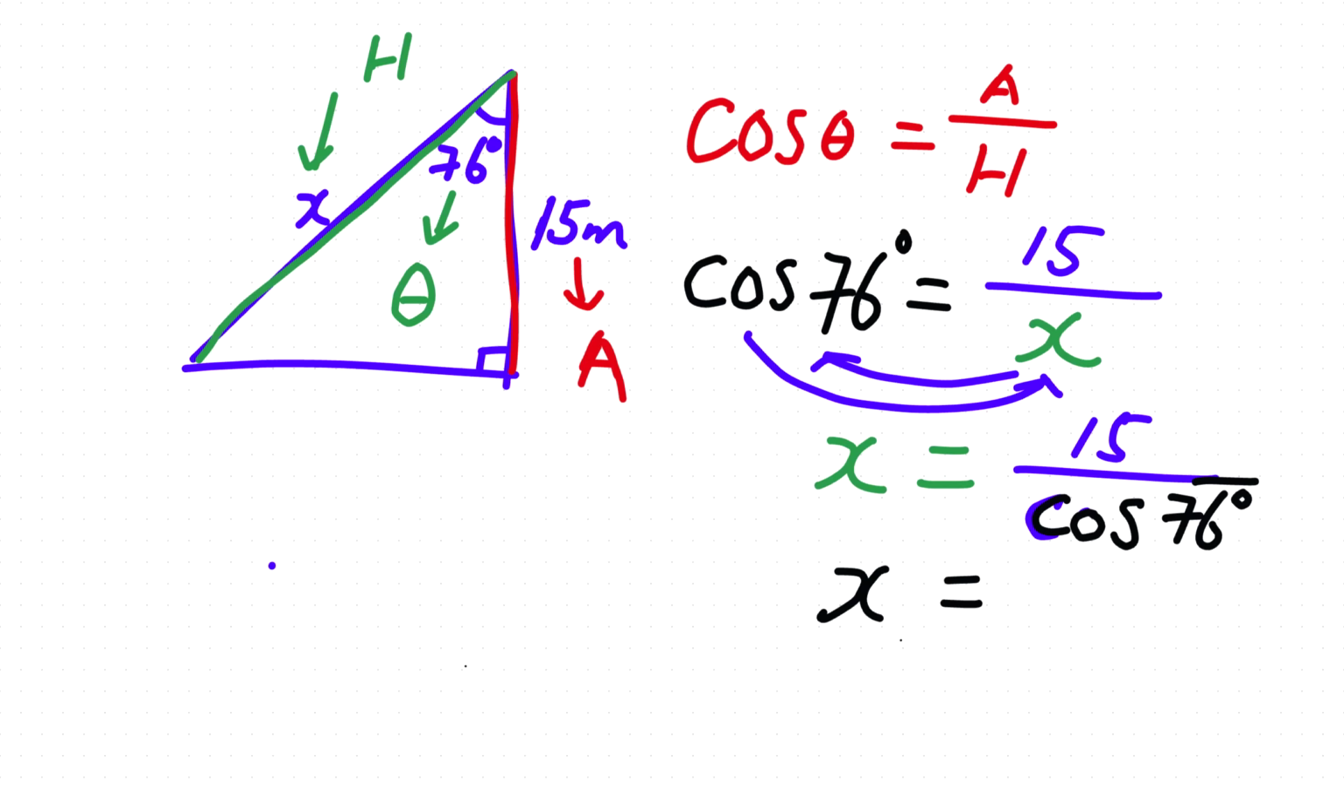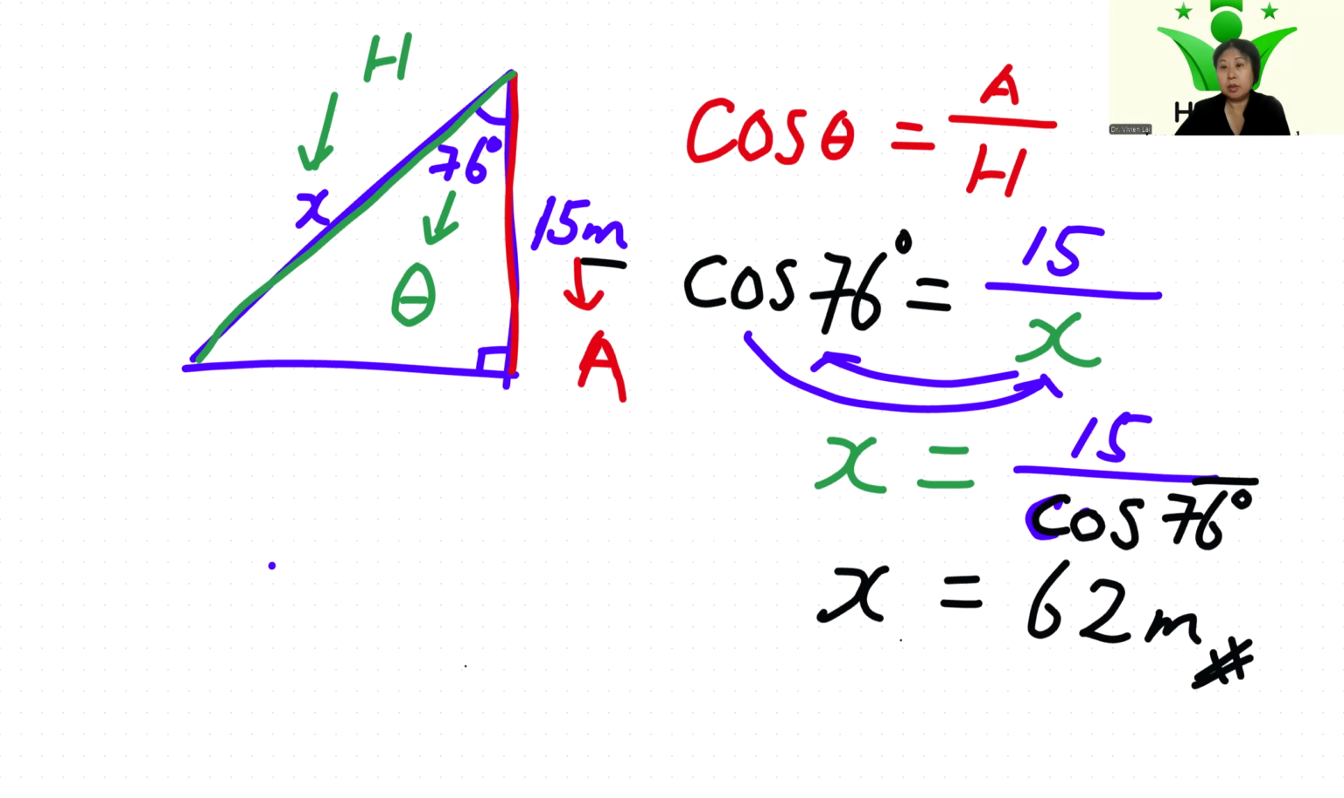62 is the length. So our length is 62, okay? X is the length. Our unit is m, so 62 m. All right, then we are done. I send you the video. Go to the group to see the video, how we press the calculator. Take your time to understand it, okay?